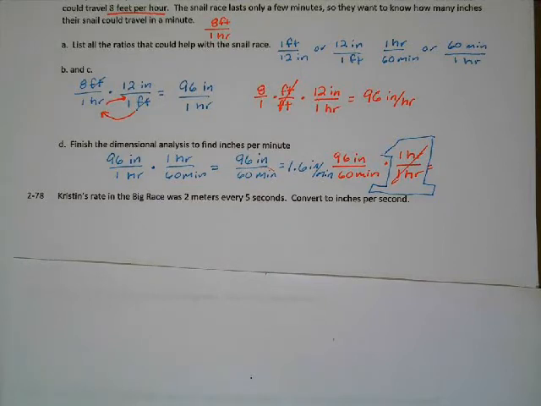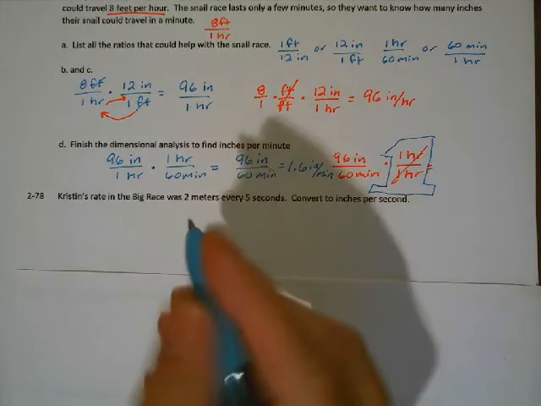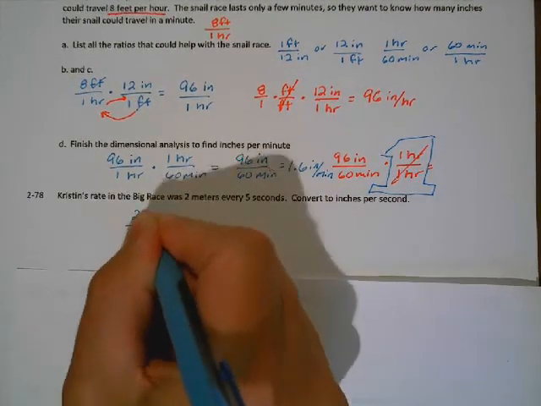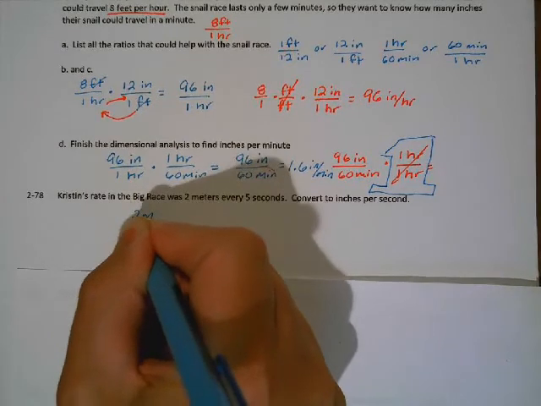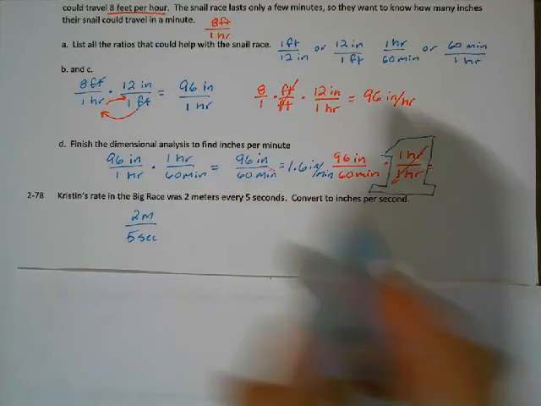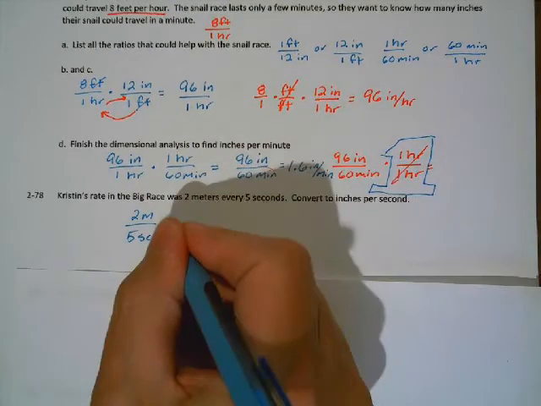Let's say that a group of students are working on this problem, the big race, and they notice that Kristen's rate was 2 meters every 5 seconds. So they get together and they're like, okay, 2 meters every 5 seconds, and we want it in inches per second. And here's their work.